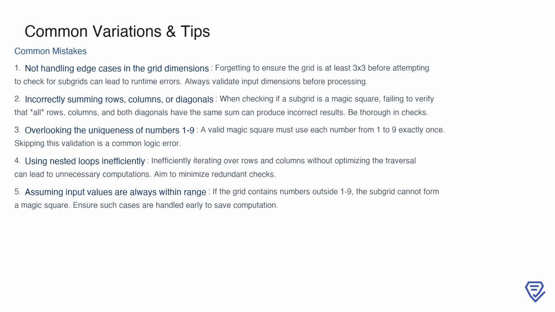Another critical point is ensuring that the numbers in the subgrid are unique and fall within the range of 1 to 9. A valid magic square uses each of those digits exactly once, so skipping this check is a common logic error. Also, consider the efficiency of your loops. Inefficient nested loops can lead to redundant computations, so aim to optimize your traversal. Finally, don't assume the input grid values will always fall in the expected range of 1 to 9. Grids with numbers outside this range cannot form a magic square, so handling such cases early can save unnecessary computation later.